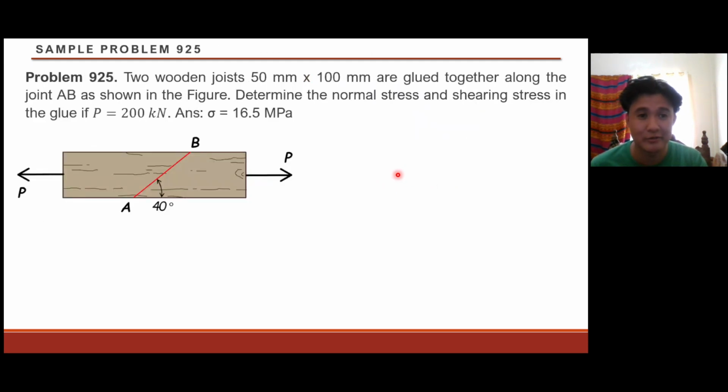Sige. Proceed tayo sa sample problem number 1 natin. That is sample problem 925. Kung meron kayong mga books, yung green na book na sinuggest ko sa inyo, problem 925. So we have two wooden joists, 50 millimeters by 100 millimeters, glued together along the joint AB as shown in this figure. So meron tayong joist 1, joist 2, tapos pinagdikit lang siya using wood glue. Okay? So determine the normal stress and shearing stress in the glue if P is equal to 200 kilonewtons.